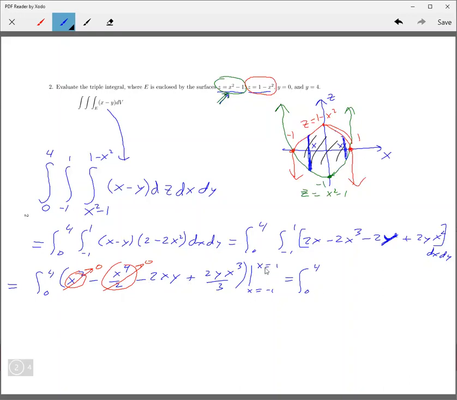Okay, this one right here, you put the upper limit in, that's going to be 1. That's -2y. Subtract the lower limit will be another -2y. So that's minus 4y. And this also just doubles up. So there's a 1 in here plus another 1. So that's going to be 4y over 3.